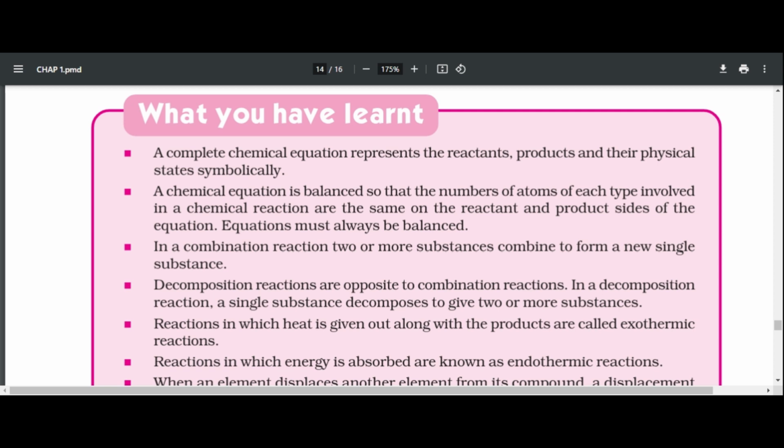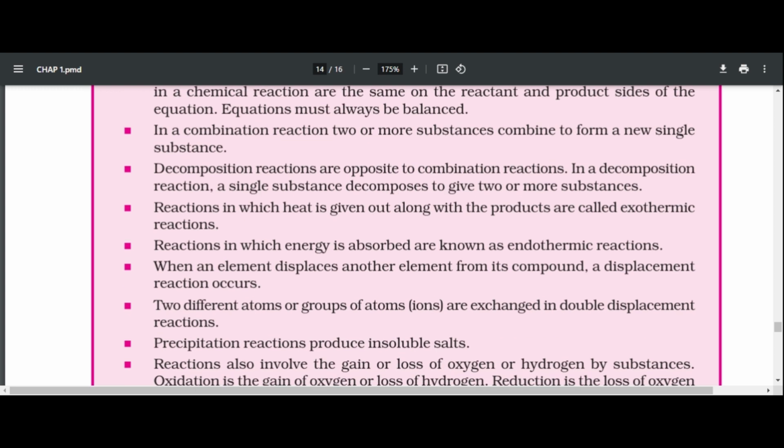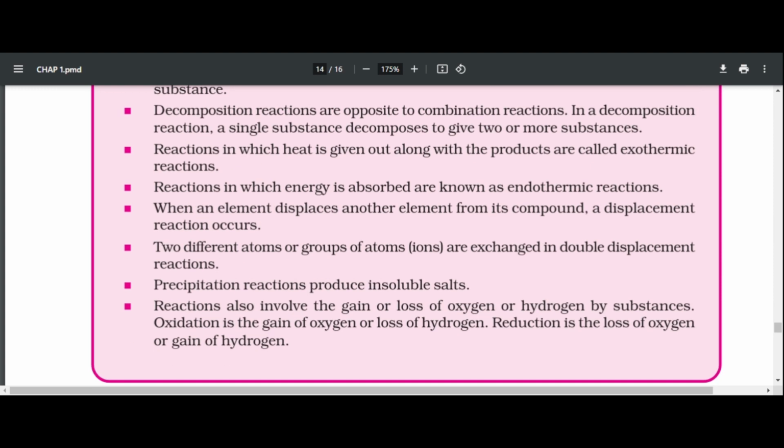What you have learned: A complete chemical equation represents the reactants, products, and their physical states symbolically. A chemical equation is balanced so that the number of atoms of each type involved in a chemical reaction is the same on the reactant and product sides of the equation. Equations must always be balanced. In a combination reaction, two or more substances combine to form a single new substance. Decomposition reactions are opposite to combination reactions. In a decomposition reaction, a single substance decomposes to give two or more substances.